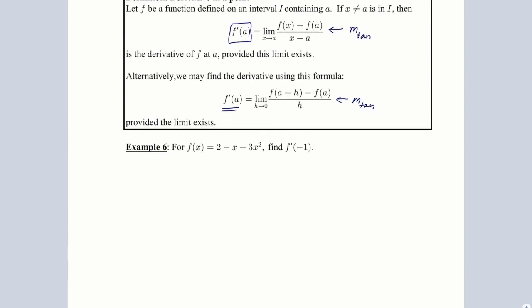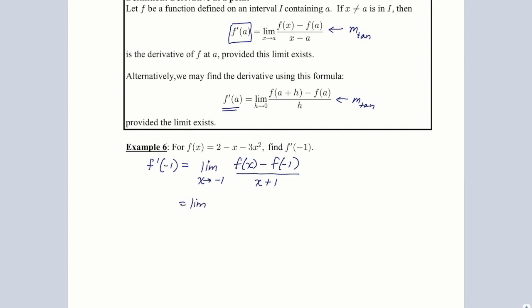So example 6 says, here's a function, f of x equals 2 minus x minus 3x squared. Find f prime at -1. And it makes no indication of which formula we should use, so we can pick. We'll just use the first one. So I'm going to say f prime at -1 is the limit as x goes to -1 of f of x minus f of a, so f of -1, divided by x minus a, so x plus 1.